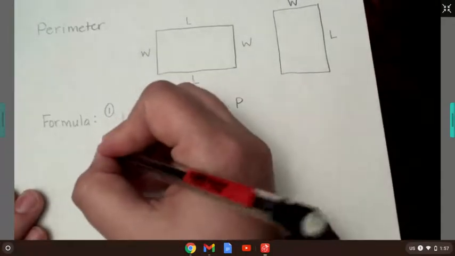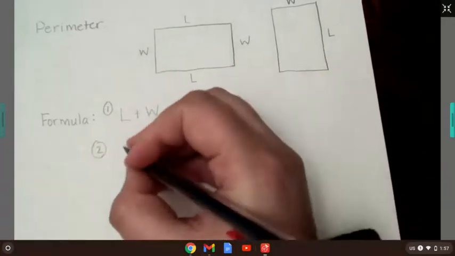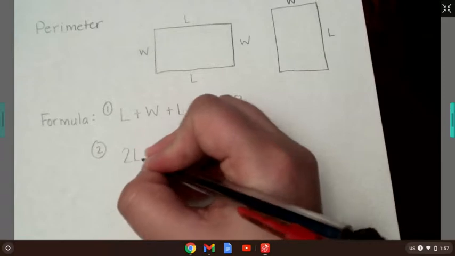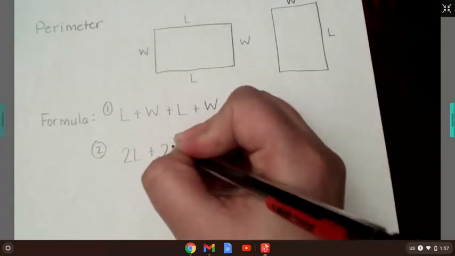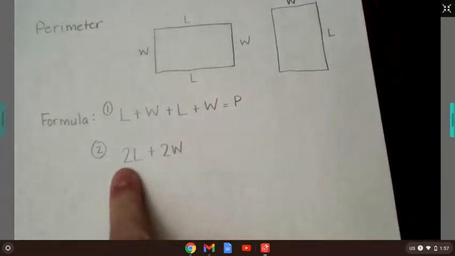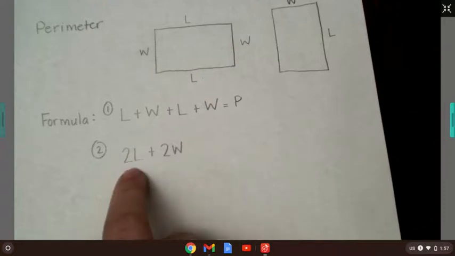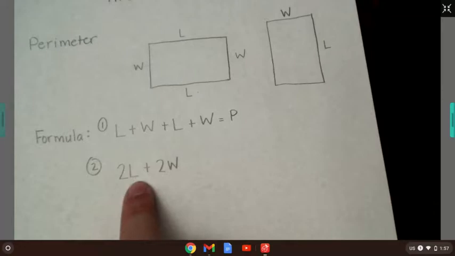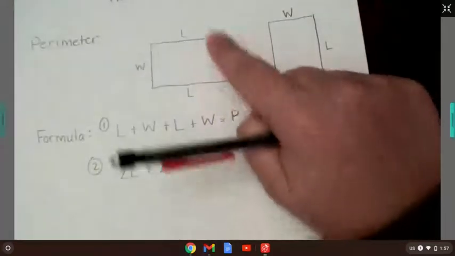Now, there's another one, and it's actually 2L plus 2W. Anytime you have something that looks like this, it stands for multiplication. So the reason it's 2L is because there are 2 lengths.